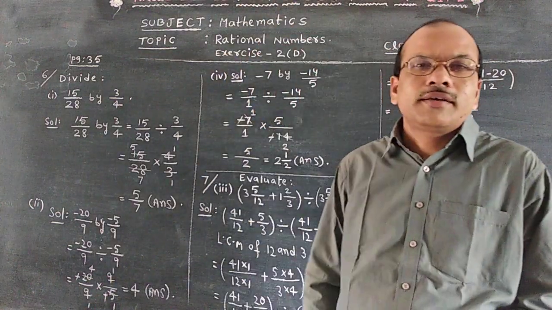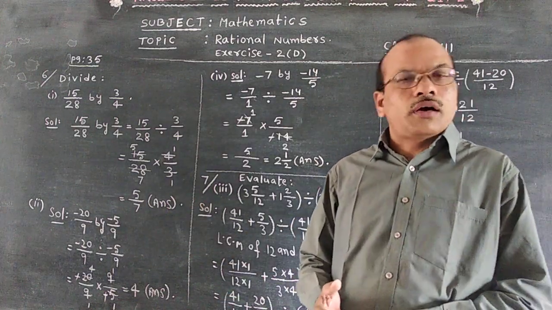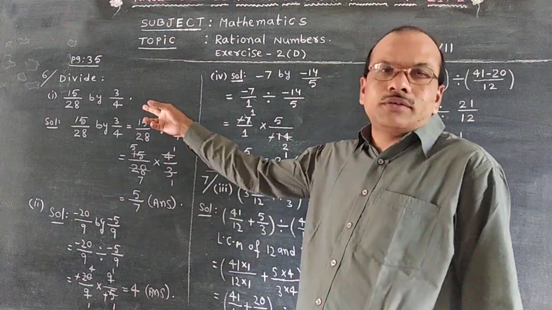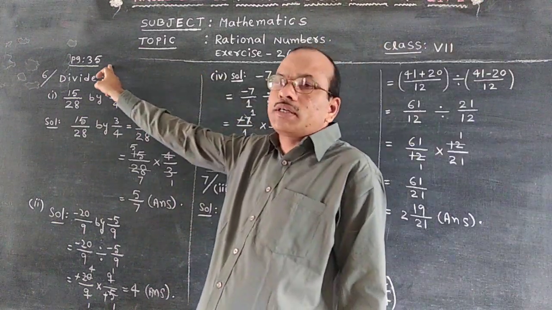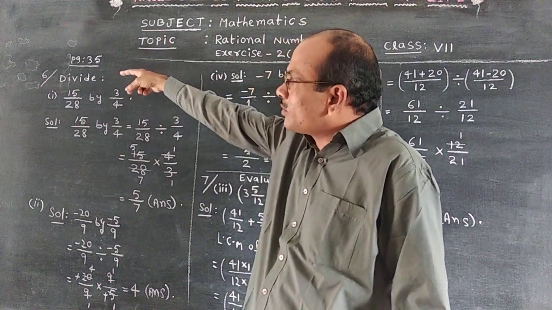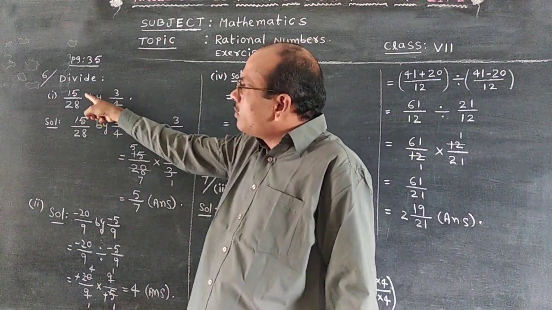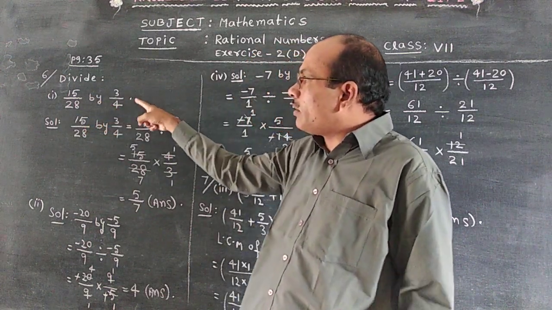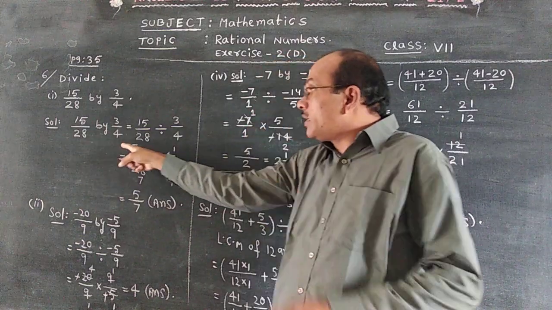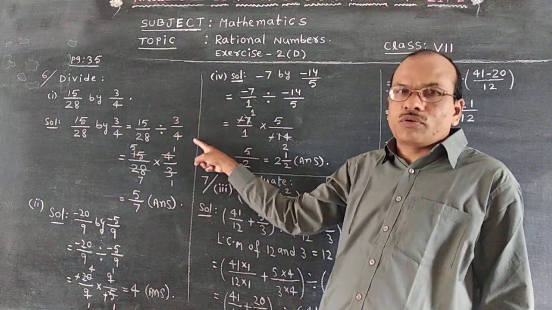Let us discuss our rational numbers with the division operation. Page number 35, see that. Question number 6: Divide 15 by 28 divided by 3 by 4. So that is written as 15 by 28 divided by 3 by 4.